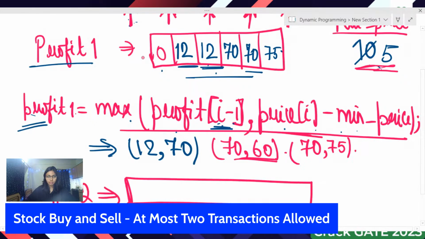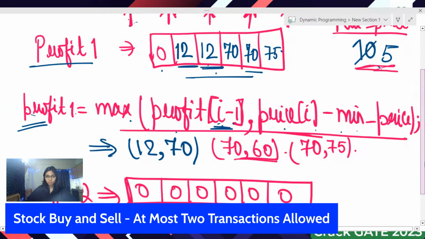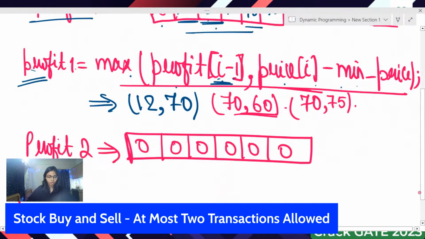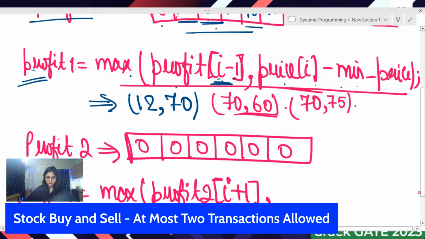How many elements are there? 1, 2, 3, 4, 5, 6. 1, 2, 3, 4, 5. Initialized with 0. So how are you going to update it? Profit 2 will be the maximum of profit 2 at I plus 1 or max price minus price of I.